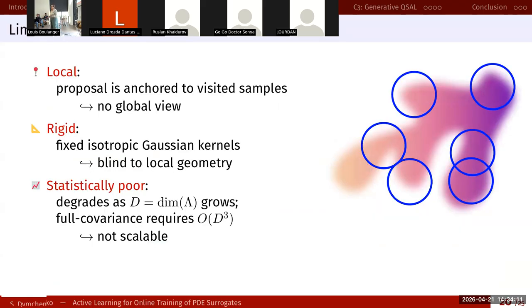The main limitation of BREED comes from how the proposal is built. It's a mixture of Gaussian kernels, meaning that the proposal is always anchored at these visited samples before. It doesn't have the global view of the space. Then we use the fixed isotropic Gaussian kernels, which can be blind to local geometry.